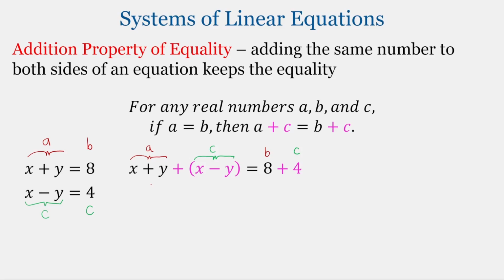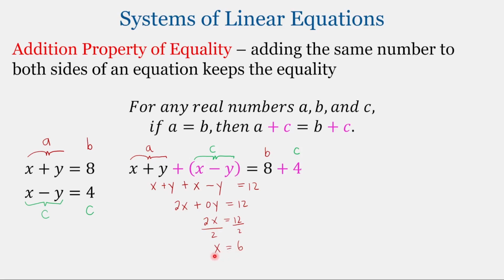So let's simplify down each side. We'll have x plus y, we can remove these parentheses, plus x minus y equal to 12. Combining like terms, we get 2x. Then we have plus y minus y. So that's 0y. So we have plus 0y equal to 12. 0 times y is 0. So we end up with 2x equal to 12. Dividing both sides by 2, we have x equal to 6.